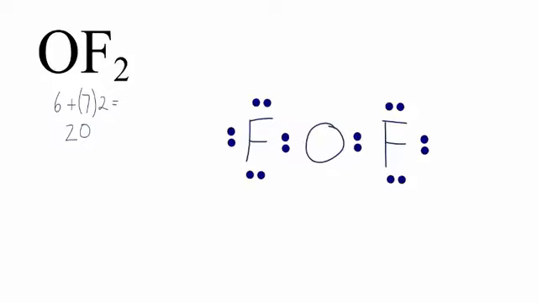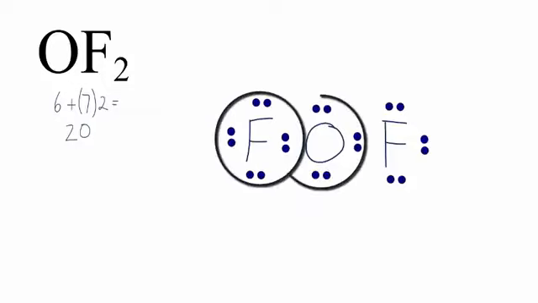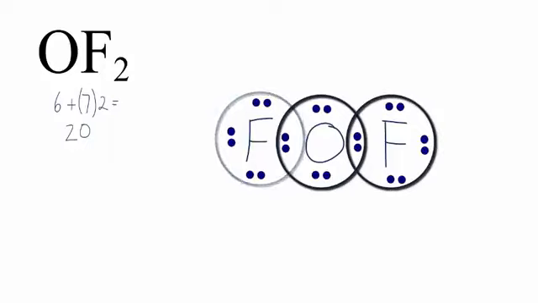That means we have 4 more valence electrons. We'll move back now to that central atom. We'll put 2 valence electrons here, and then 2 here. And we've used all 20 valence electrons, and each of the atoms in this Lewis structure has an octet. So we're done with the Lewis structure for OF2.